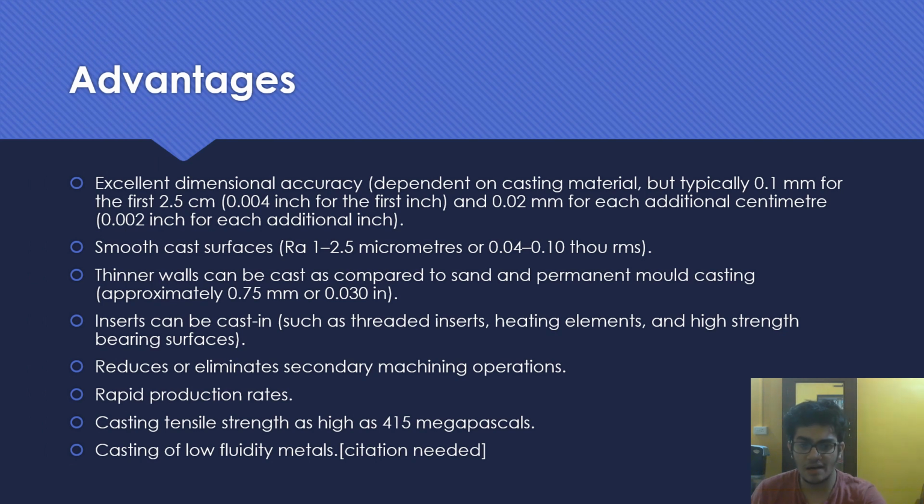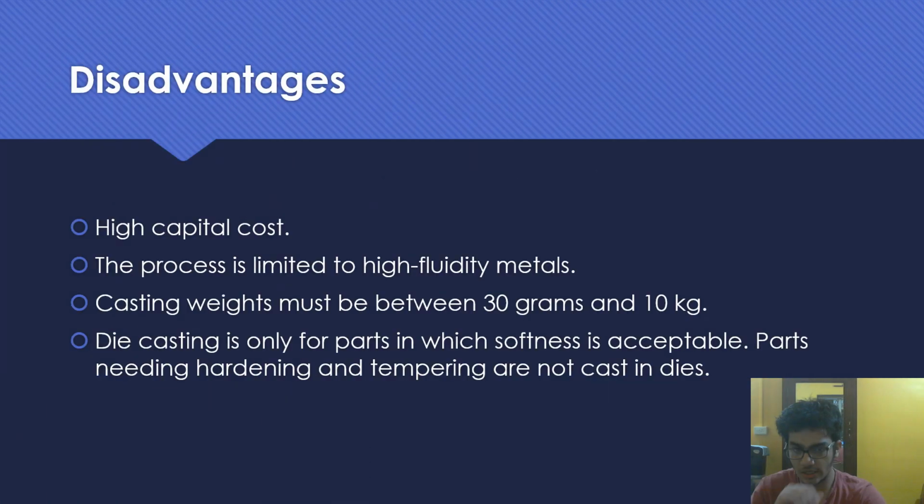Advantages: high dimensional accuracy, smooth surfaces, thinner walls compared to sand mold casting. Special inserts like threaded elements, etc. can be cast in. This reduces secondary machining operations like finishing, etc. High production rates because the molds are pre-made. You just have to cycle them through the casting machine. It has high tensile strength. And yeah, so let's move to disadvantages.